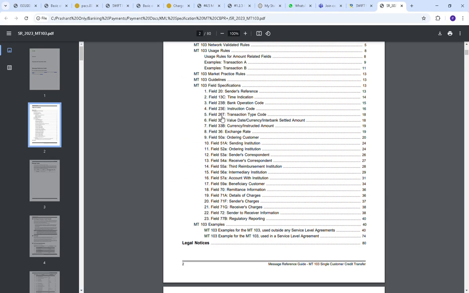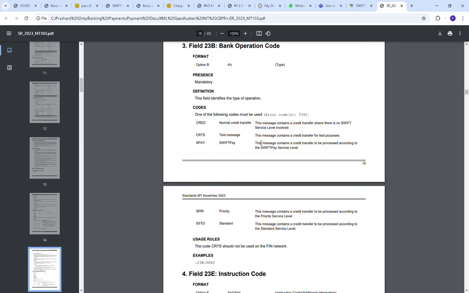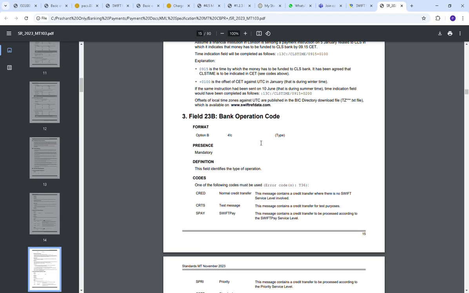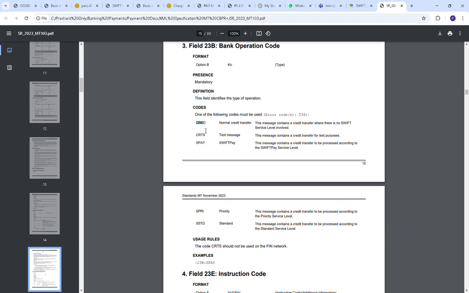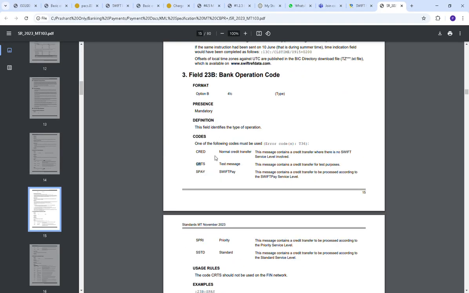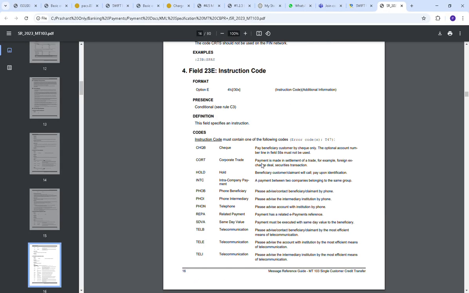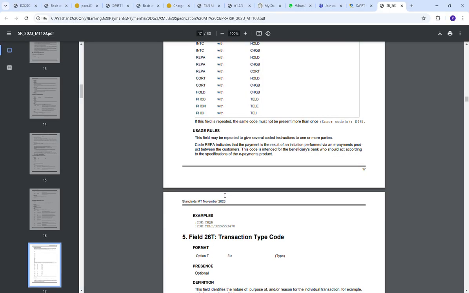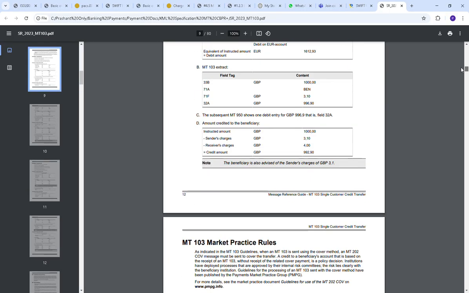So I am purposely opening MT103 here. Can you see 23B here, number 3, bank operation code? If I open this, there are certain values for bank operation code. Credit, CRED, SPRI. Okay, don't worry about the other codes, nobody uses other codes. Only credit is used in text message and SWIFT Pay. Okay, that's 23B. It has 4 characters maximum. 23E is also there, but nobody is using those codes.